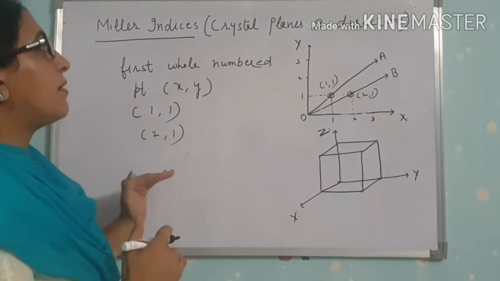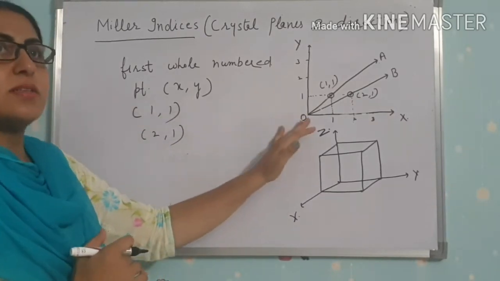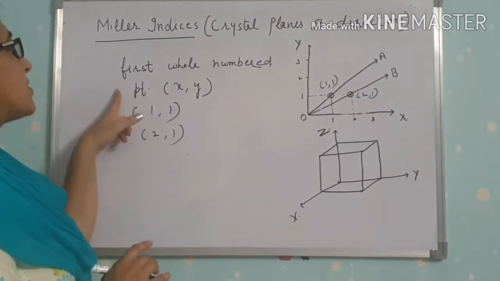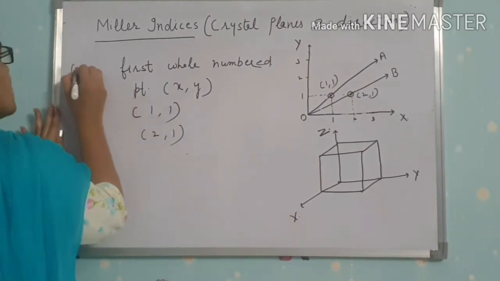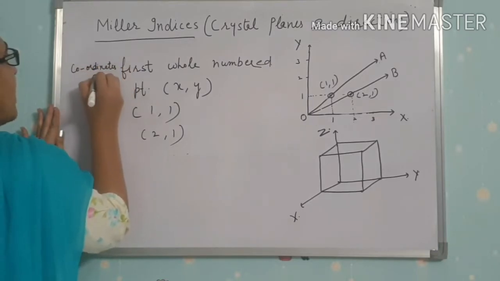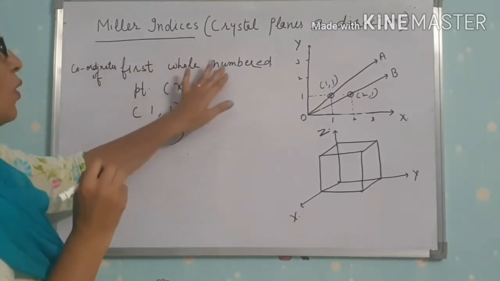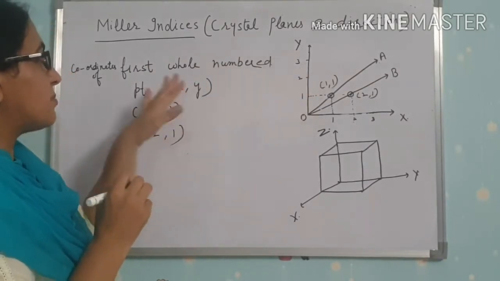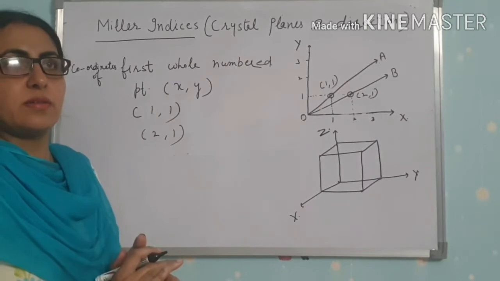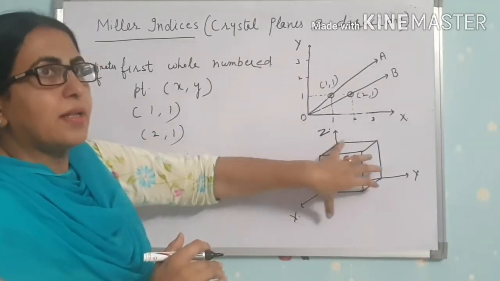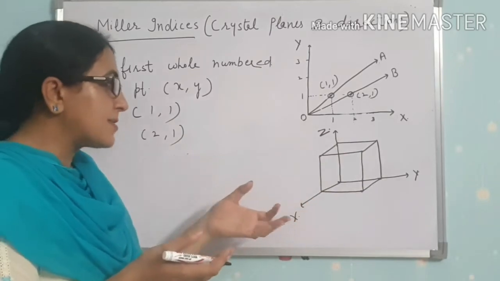So I am again repeating that directions are described by the coordinates of the first whole number point, that is x, y, and this direction must pass through this point. Clear? And in three dimensions, this is a unit cell in a three-dimensional crystal lattice.